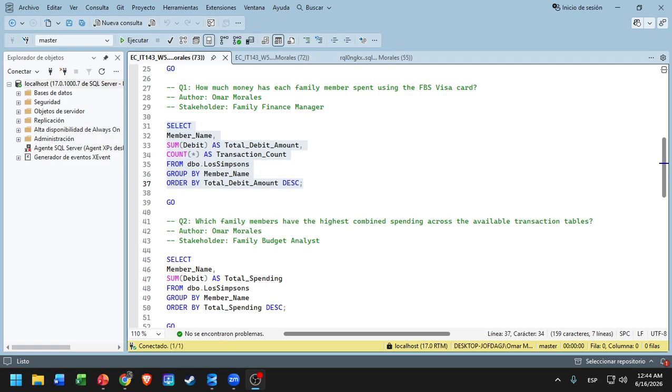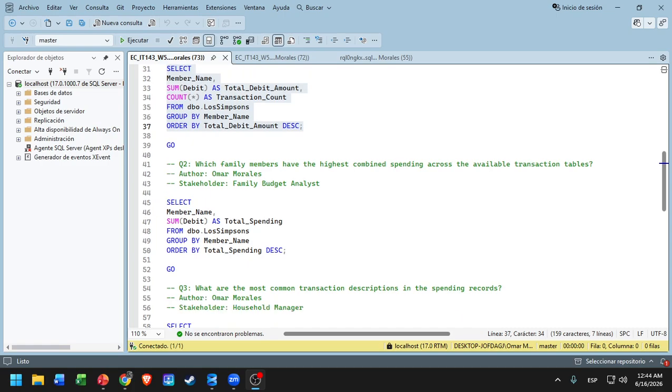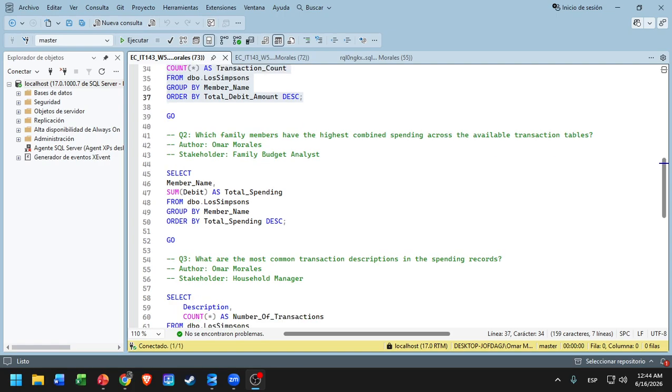The next question is which family members have the highest combined spending across the available transaction tables. This query also uses sum together with group by. It calculates the total spending for every family member and orders the result from the highest to the lowest. This information helps identify which family members spend the most money.